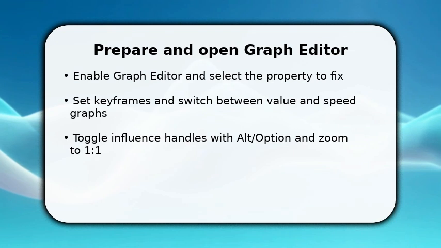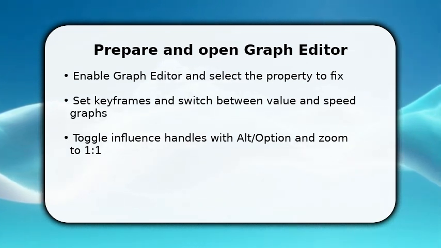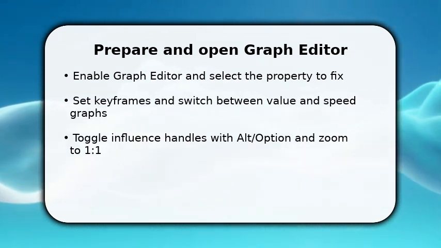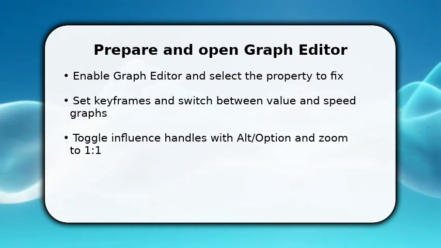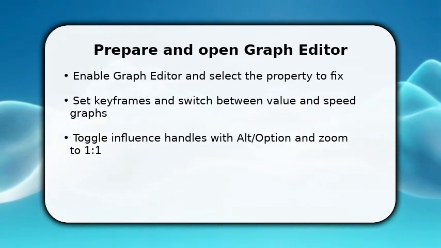You'll need to use Alt or Option to reveal extra handles. This gives precise influence control. From here, you're ready to shape motion curves deliberately rather than guessing at timing or easing.